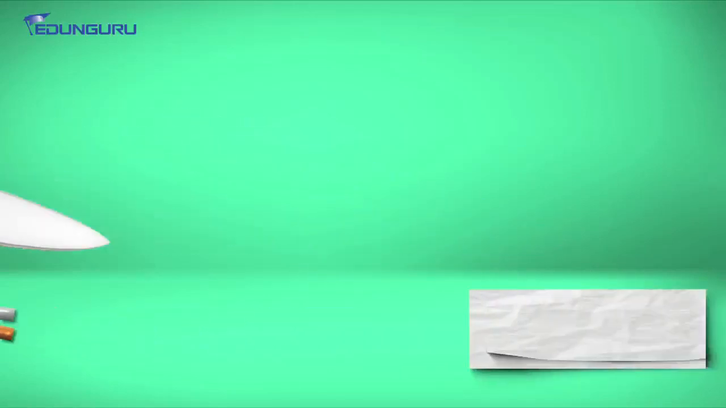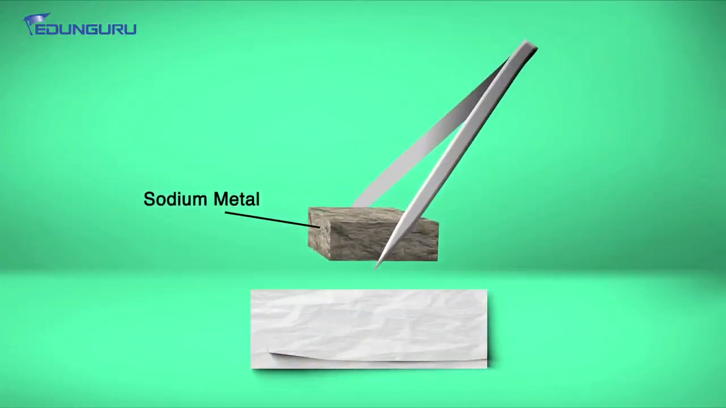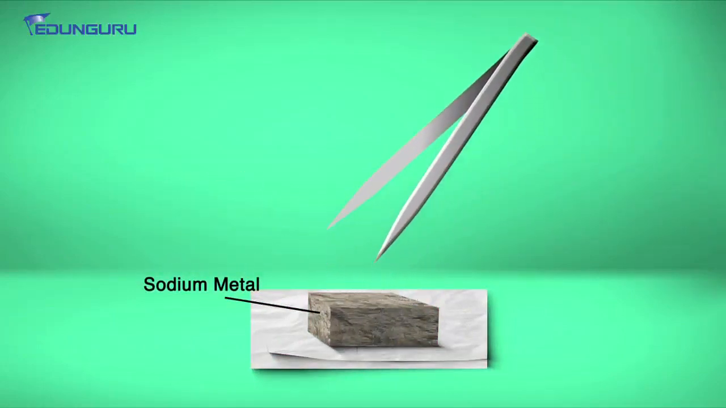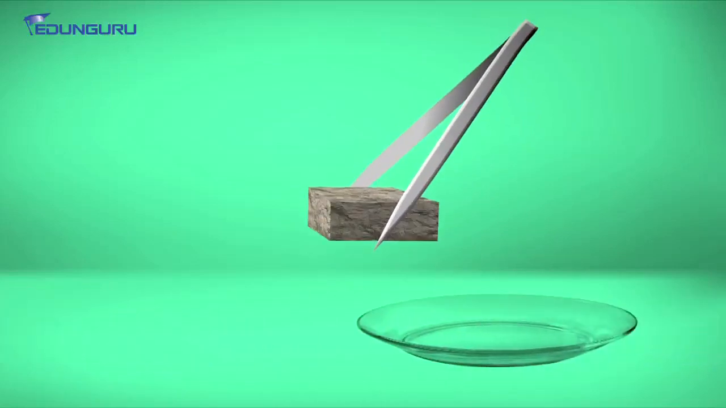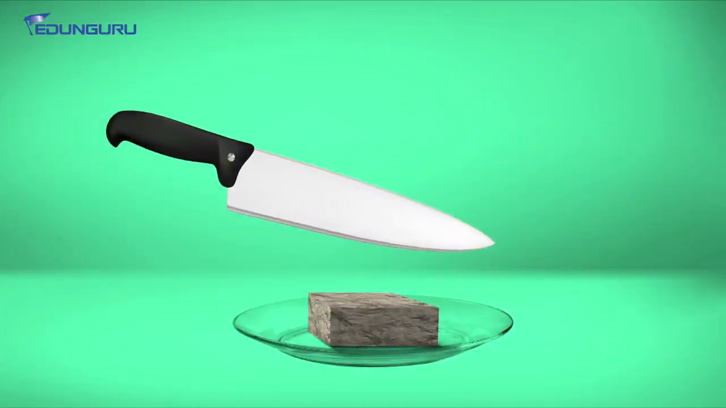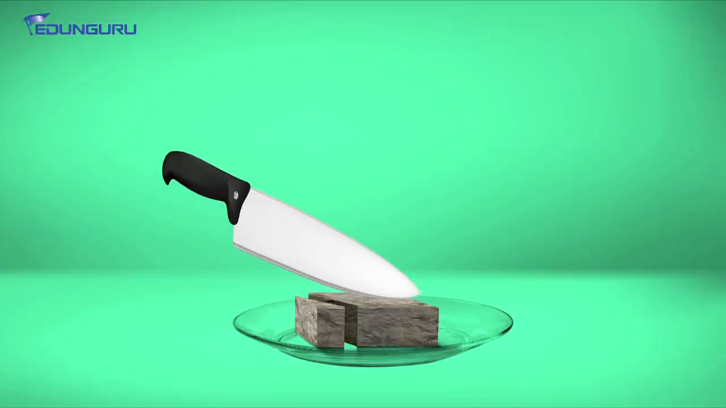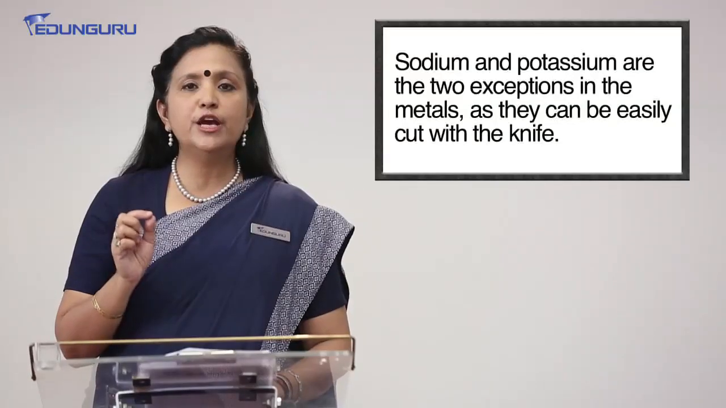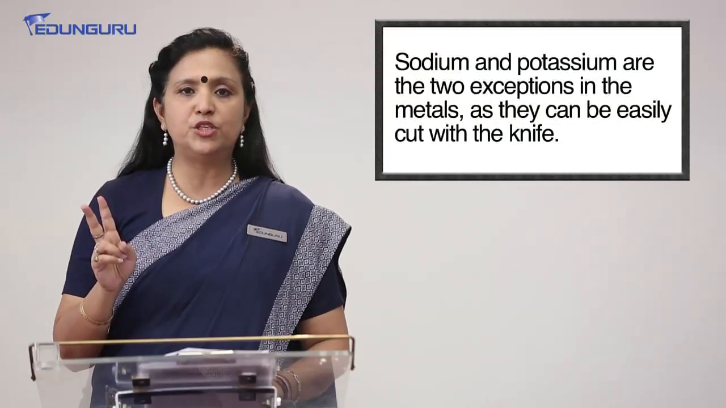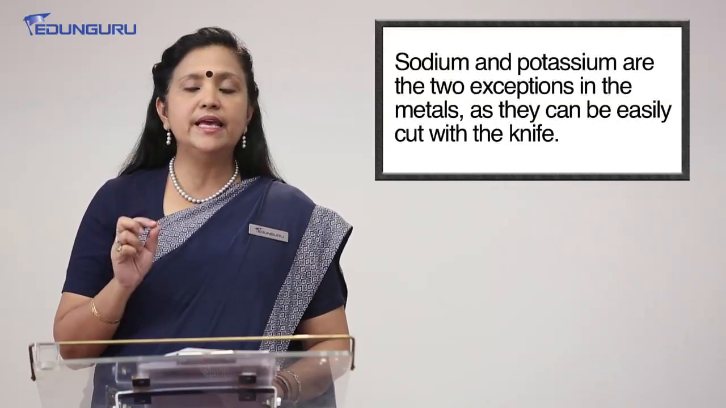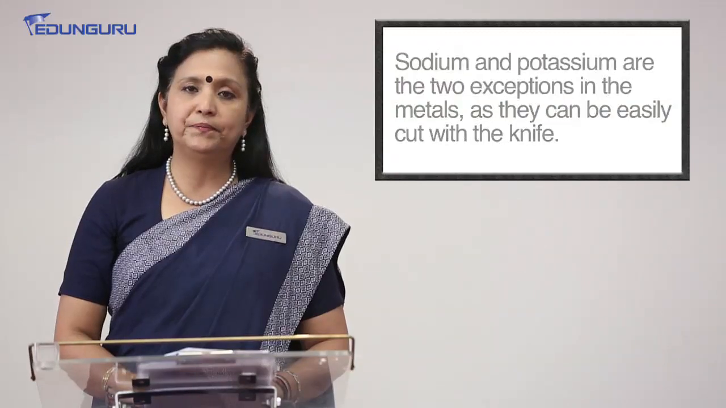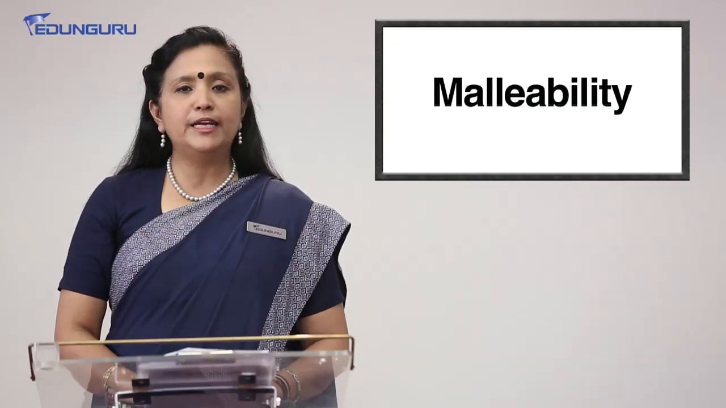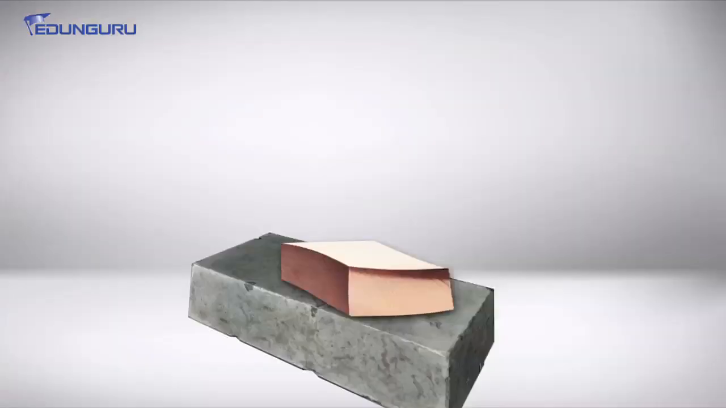But now if we take a sodium metal piece carefully with the help of tongs and dry it between the folds of the filter paper and keep it in a small glass dish and cut it with a knife, we will see that it will cut easily. So sodium and potassium are two exceptions in the metals as they can be easily cut with the knife, they are not hard. Another property of metals is malleability.